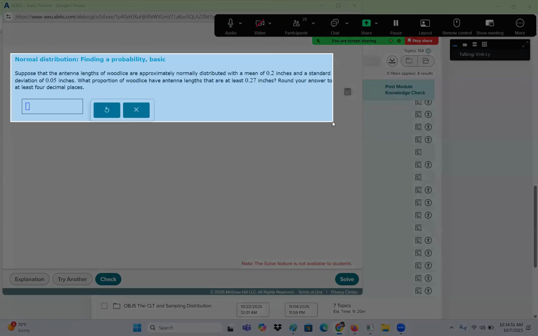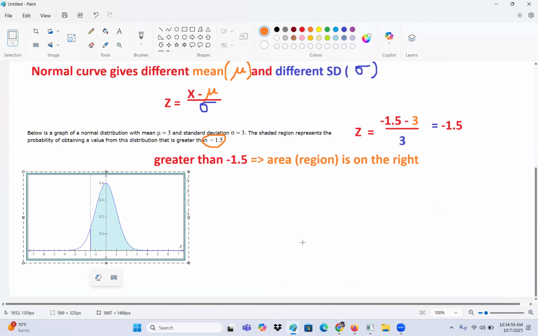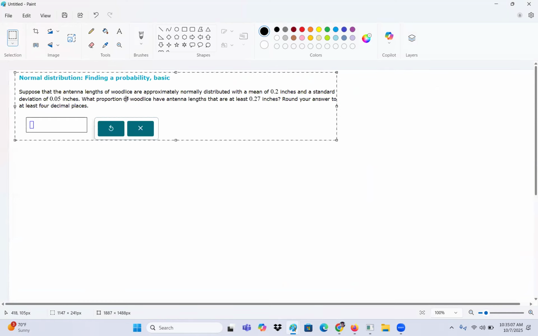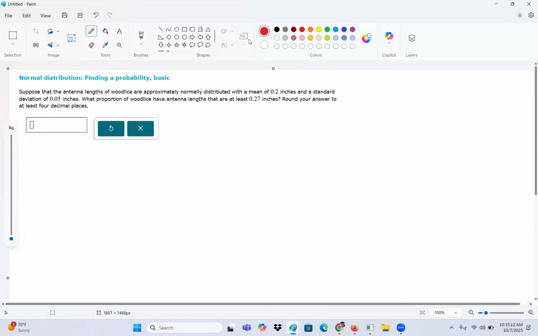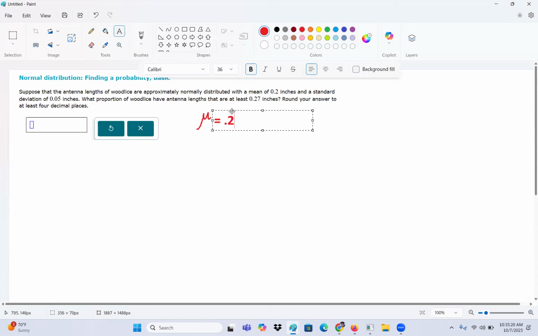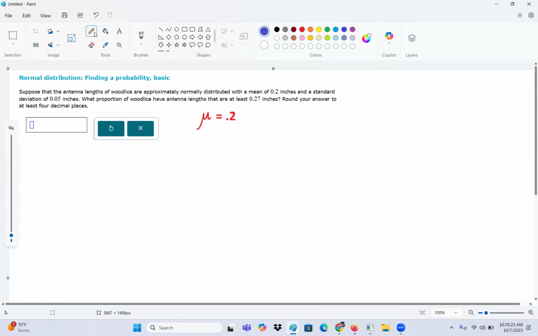Either 1 minus 10x is bigger than 3, right? Because that's just looking at the right side. Obviously, if a number is further to the right, that means it's bigger. So we have bigger than 3. The question says the mean equals 0.2, minus 10x, and the standard deviation is 0.05. You don't necessarily have to do that on the exams.